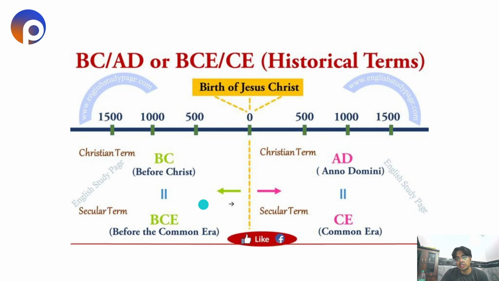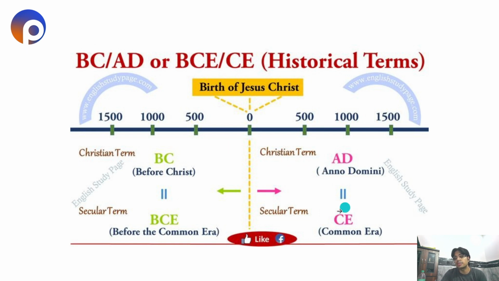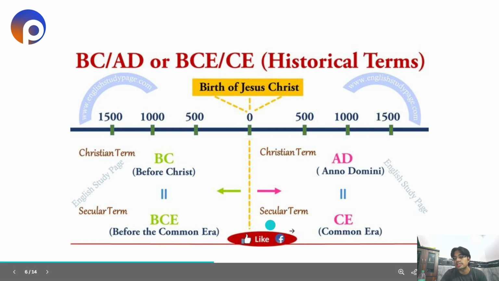Now look at this picture. Here, the center point is the birth of Jesus Christ. So after the time when Jesus Christ was born, the period is considered as AD or CE. It is known as Common Era or Anno Domini. Anno Domini is more of a Christian term, while CE, Common Era, is more of a secular term.